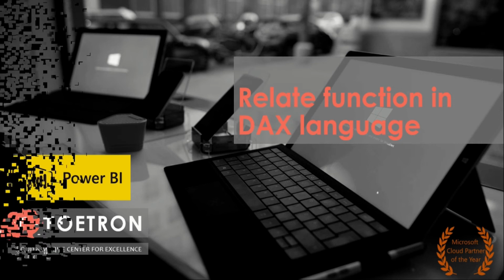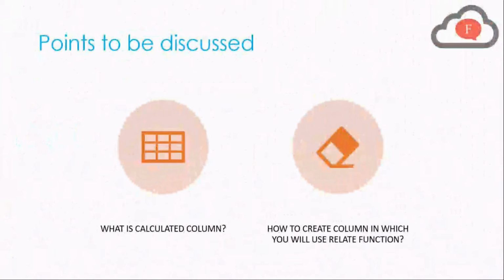Now let us go further and talk about the points to be discussed in this video. In this video, we will particularly talk about two points. First, we will talk about what a calculated column is. Second, we will show you how to create a column in which you will use the RELATED function. All this you can understand in Power BI Desktop itself. So let's go into Power BI Desktop and understand how this function works.